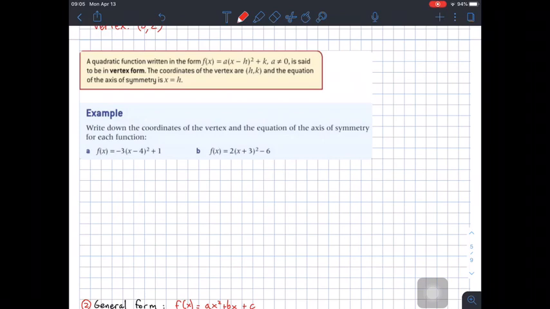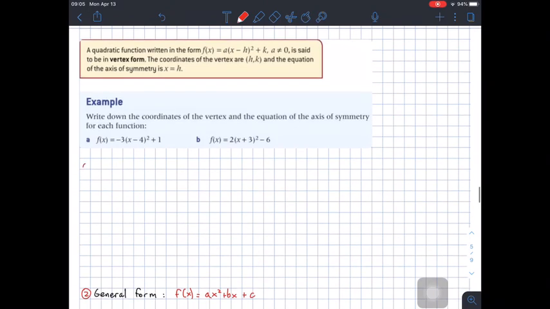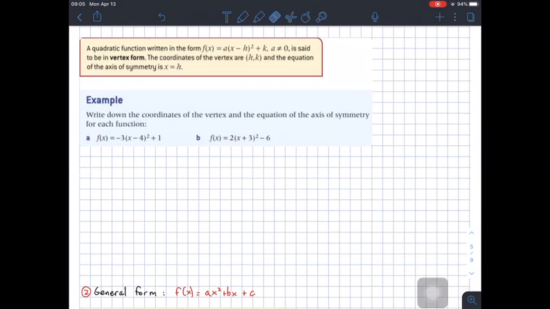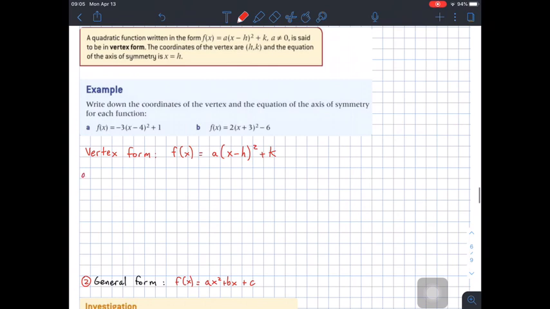It says, write down the coordinates of the vertex and the equation of the axis of symmetry for each function. So if you understood this clearly, you should now know that the vertex form of a parabola looks like this. F of x equals a times (x minus h) squared plus k, where we could directly identify the coordinates of the vertex of the parabola and therefore the axis of symmetry. So for part A, if we want to find the coordinates of the vertex, we just need to look at this term over here and this term over here.